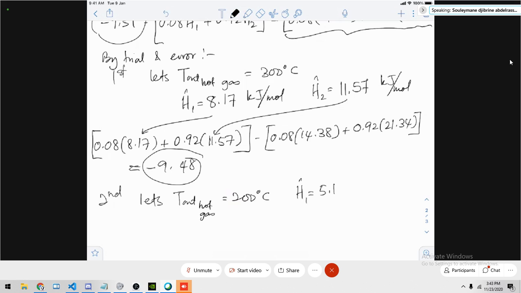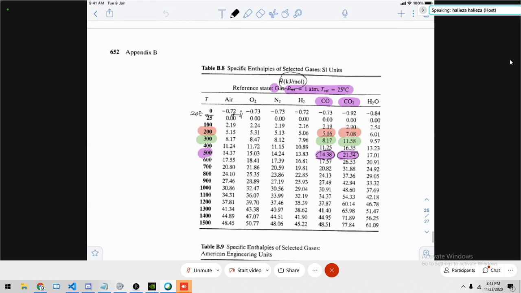5.16. Thank you, Sulaiman. That's kilojoules per mole. From the table just now, H2 is 7, and for CO2 is 7.08. Thank you. Kilojoules per mole. These values are from this table just now. Just for those who are lost, that's the value from the table.